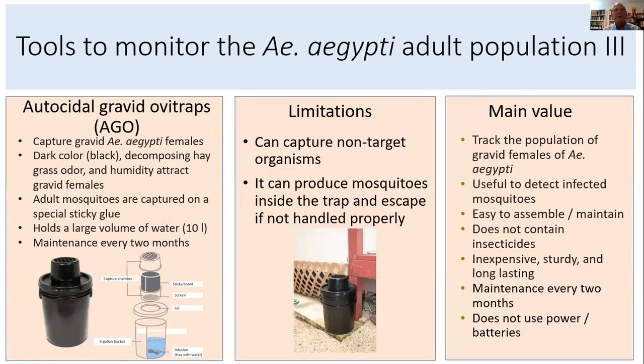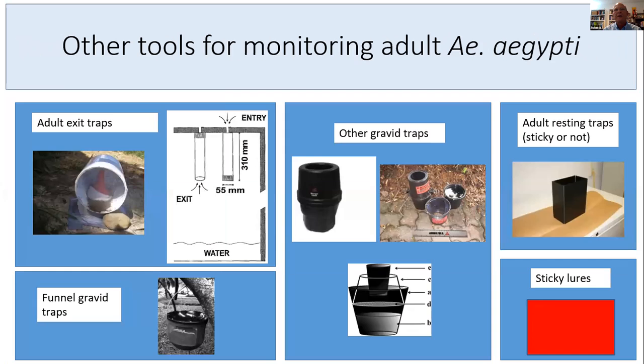Now, there are a number of passive traps that don't use electricity or batteries, like this autocidal gravid ovitrap that we invented at the Dengue Branch a few years ago. And they mainly capture gravid females. And they're very useful to track the population of Aedes aegypti and also to control the population if you deploy them in enough numbers. Now, there is a variety of other tools that we can use, like the adult exit traps. They're very useful for septic tanks and manholes. And there are other gravid traps, resting traps, etc.